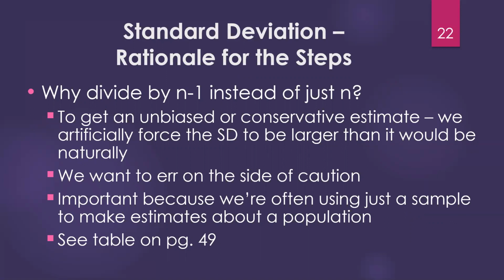We want to err on the side of caution in statistics, and this is important because we're often just using a sample with a smaller n in order to make estimates about a population. And so if you're one of these people that needs to know how it works in order to be able to do the steps, make sure you look at the table on page 49. It really illustrates this idea of being conservative.